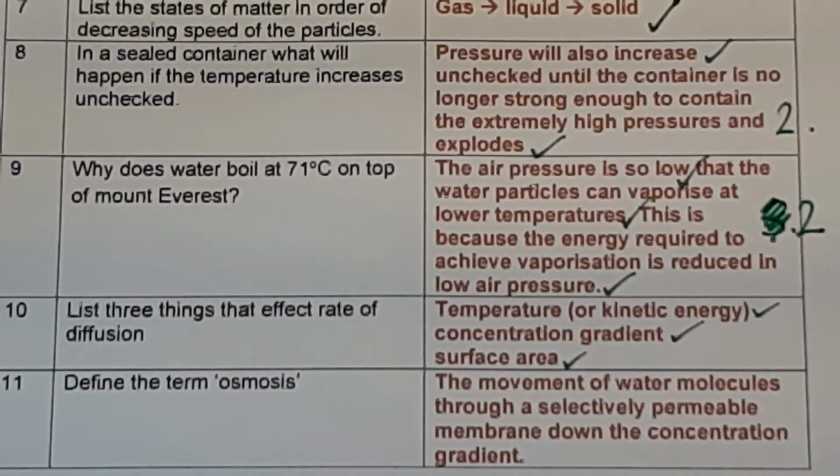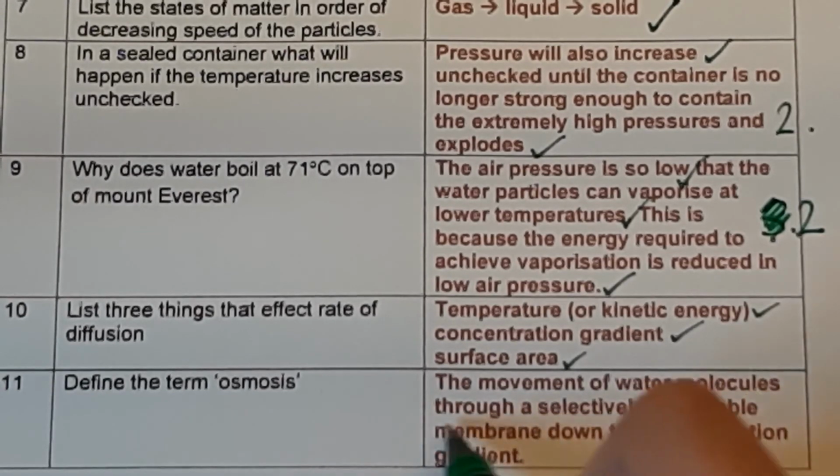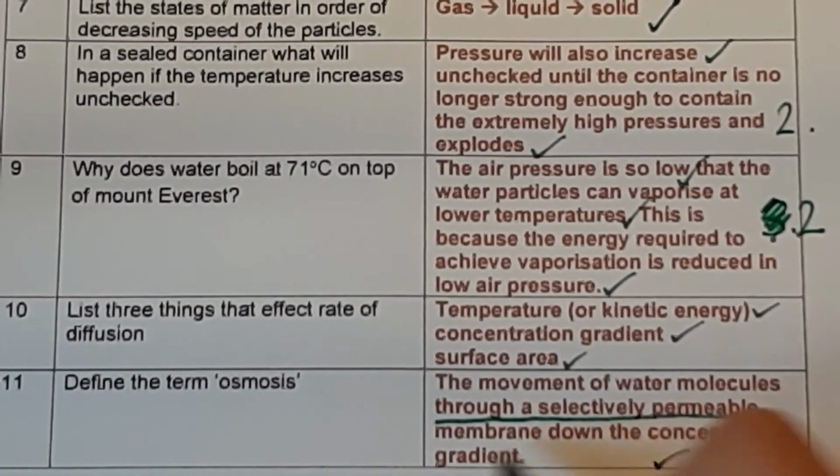Question 11. Define the term osmosis. So osmosis, this is definition, the movement of water molecules through a selectively permeable membrane down the concentration gradient. So sometimes you might have said movement of water molecules down the concentration gradient, or from an area of high to an area of low concentration. That's worth 1 mark. If you said through a selectively permeable membrane, then you can have a 2nd mark, because that's a very good answer.